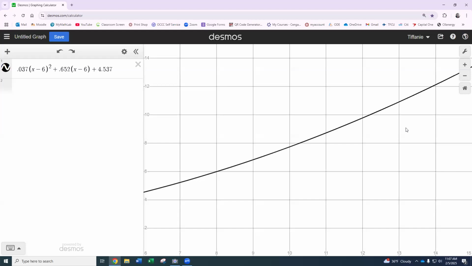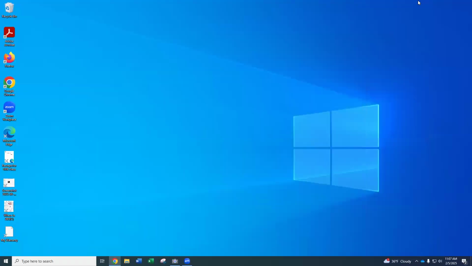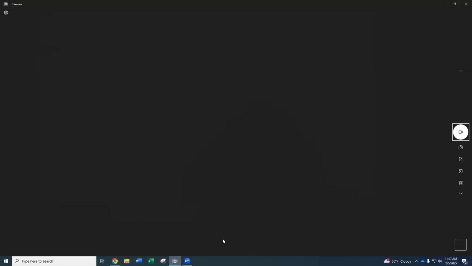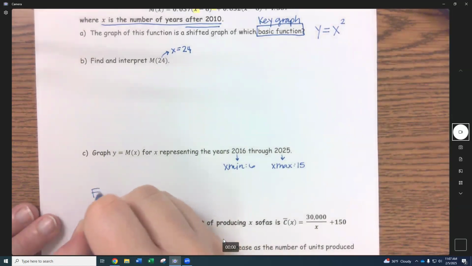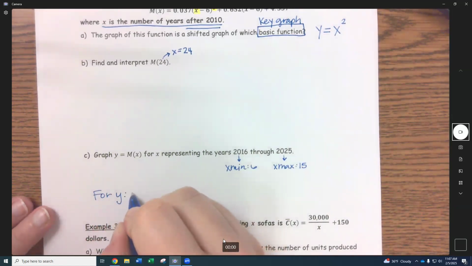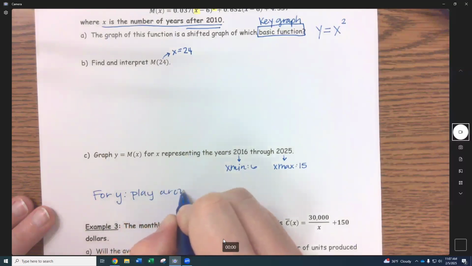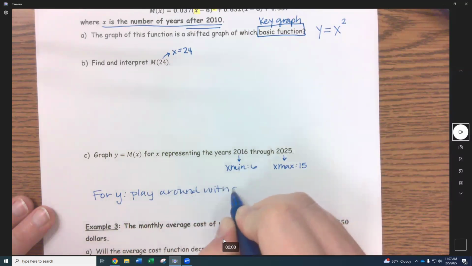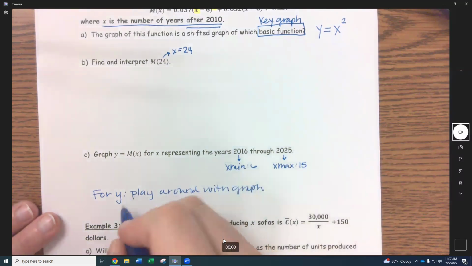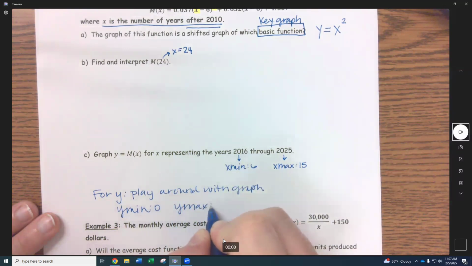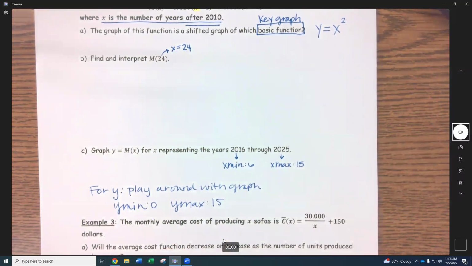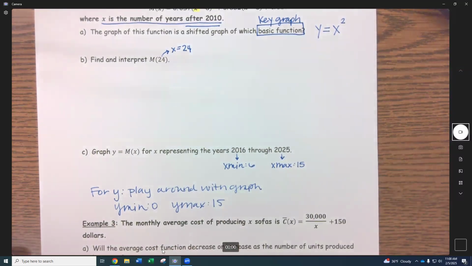So here is part C. This is my graph right here. So I might even put on here, let's go with, for Y, I'm going to say play around with graph, but we ended up on a Y min of 0 and a Y max of 15. Okay, but you're just kind of looking at the graph and playing around with some numbers there.